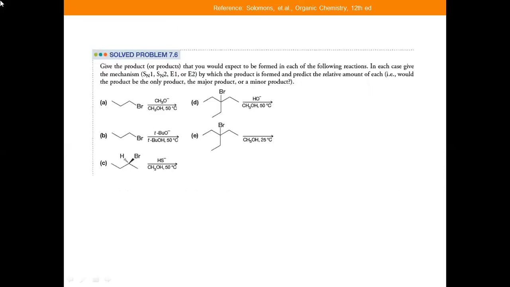It's not CH3O, because our substrate is primary. Okay, it's a primary one. So because it's primary, it favors the SN2 reaction. Letter B.